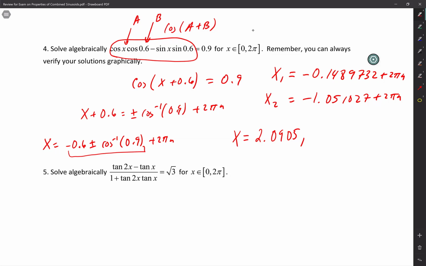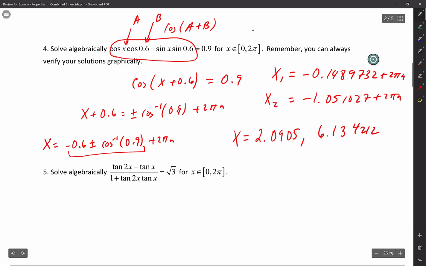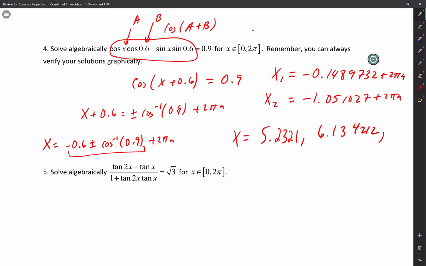That 2.09 is not an answer, guys. 6.134212. The 2.09 is not an answer. I didn't add 2 pi to it. I added pi. See, so even I make mistakes. 5.2321. There we go. And keep going. I think that's it. I think those are the only two. And that's it.